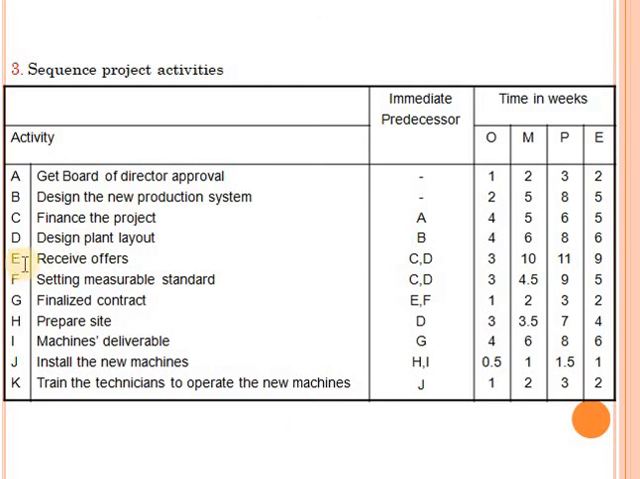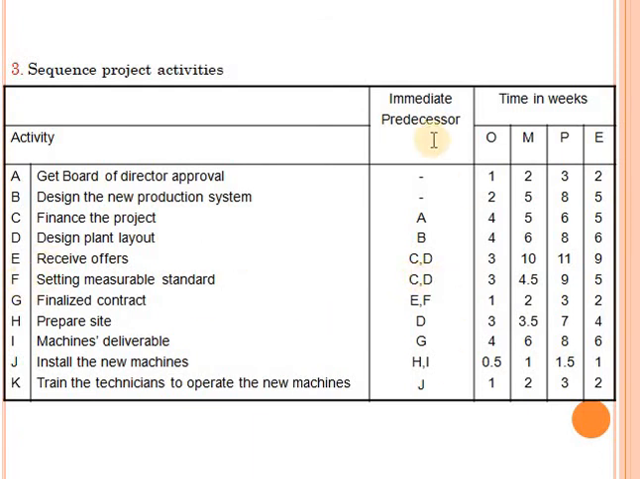With respect to activity E, you see that we have two predecessors, activity C and D. So I must finish activity C and D, both have to be completed before I can begin with activity E, because they are its predecessors. Activity F has the same predecessors, activity C and D. So I must also finish C and D before beginning with F.